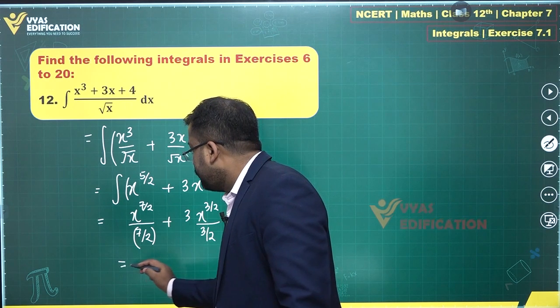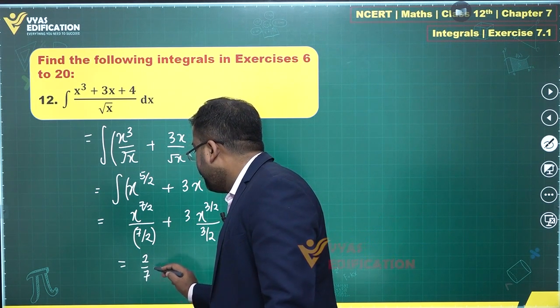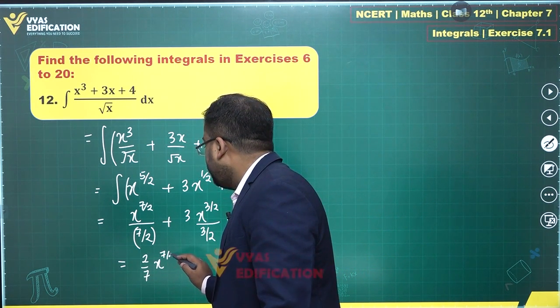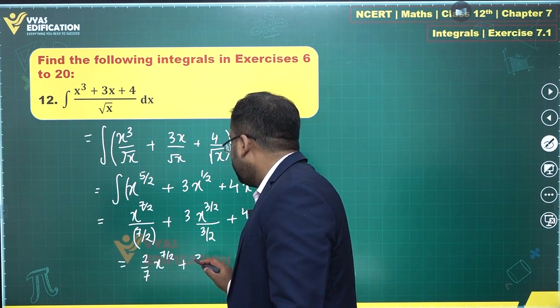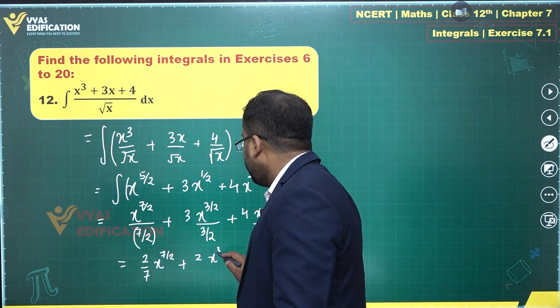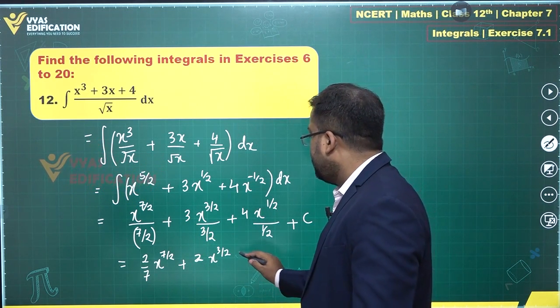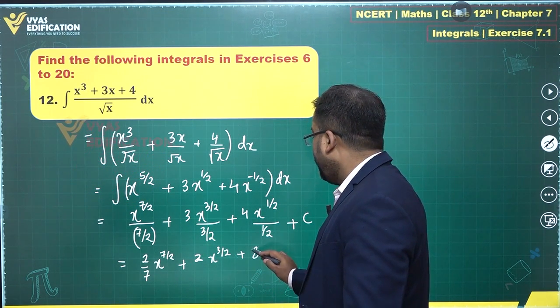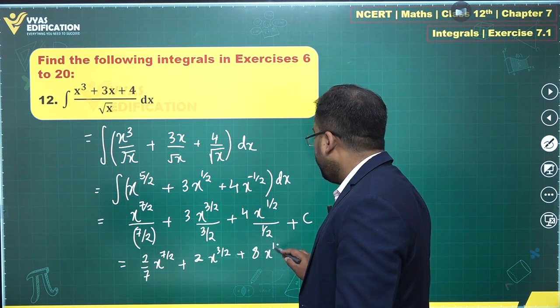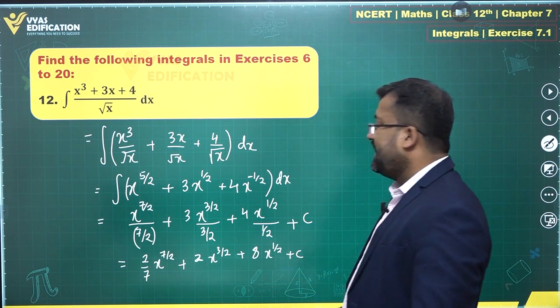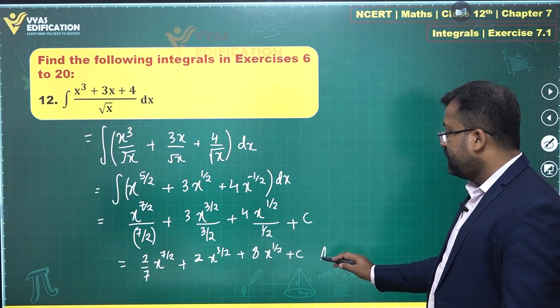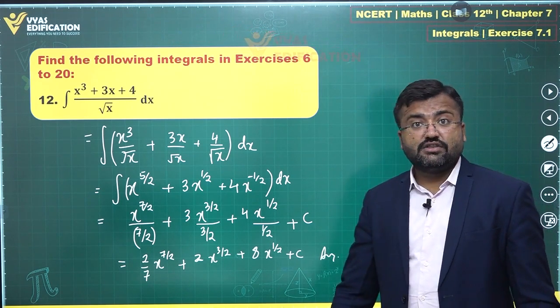This simplifies to 2 by 7 x power 7 by 2 plus 2 x power 3 by 2, right? There's a 3 and this 3 gets cancelled. This becomes 4 times 2, 8 x power 1 by 2 plus c. That's the answer for this question over here. That's the final answer for this 12th question.